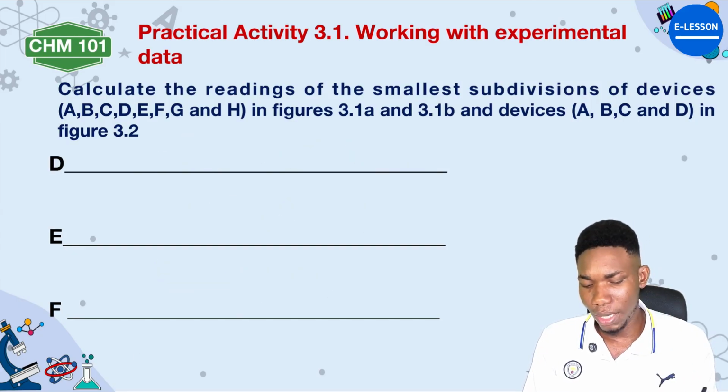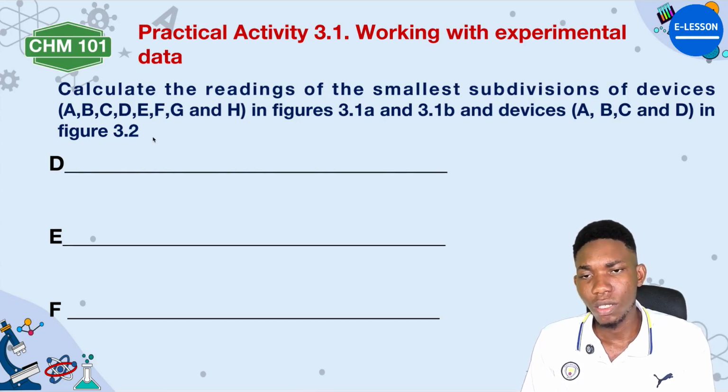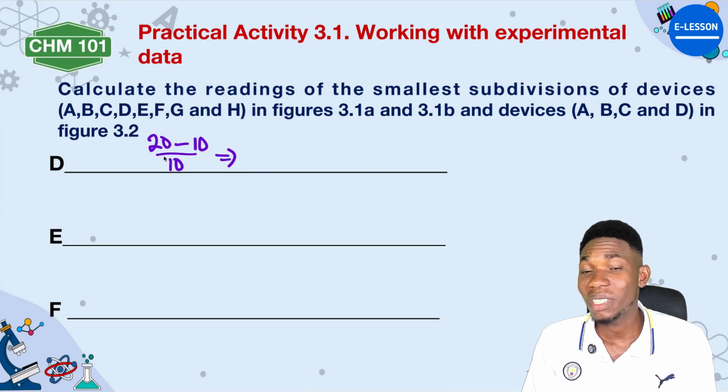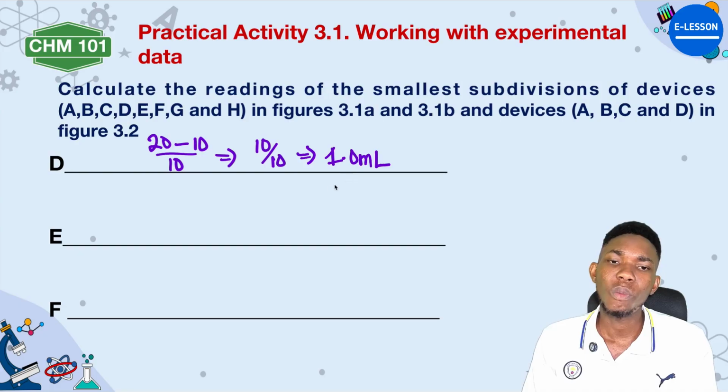Then the other one, D, is calibrated 10, 20, 30, that is 10 each. So let's take 10 and 20. It's going to be 20 minus 10, divided by 10. This one you could just copy, because everybody had the same thing. 20 minus 10 will give us 10, and then divided by 10, my dear student, that will give us 1.0 milliliter. So the smallest subdivision will be 1.0 milliliter for this one.